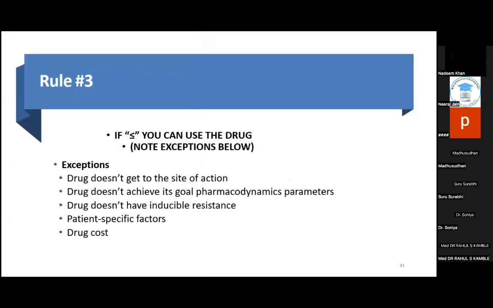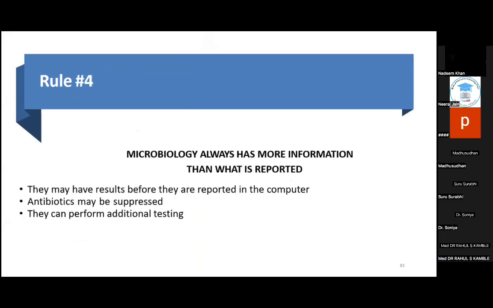Third is, if it is sensitive, you can use the drug, except if the drug doesn't get to the site of action or doesn't achieve pharmacodynamic parameters. There are also patient-specific factors and cost factors, or where the drug has inducible resistance; then avoid it. Rule number four: microbiology always has more information. So if the clinician thinks he can test some additional antibiotics, he can get an idea of the resistance mechanism. He should link up with the microbiology lab.